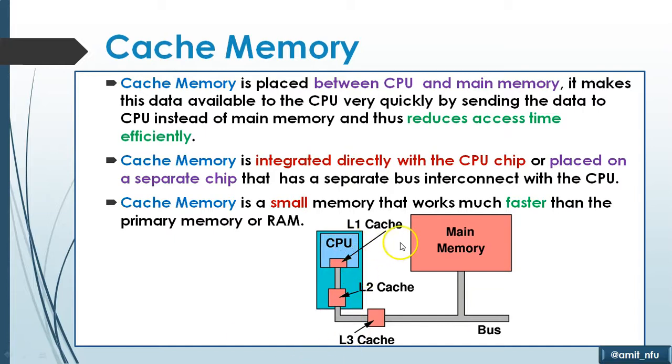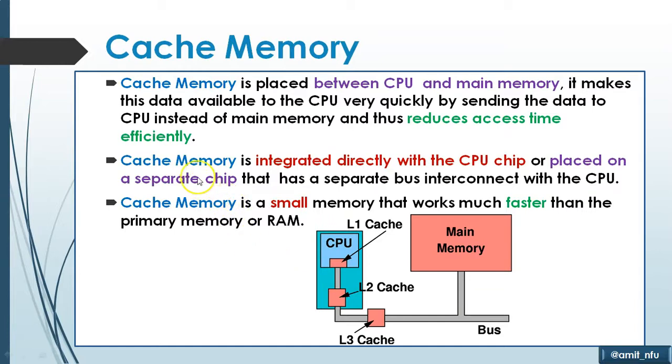You can see in this diagram the L1 cache, L2 cache, and L3 cache. Cache memory is a small memory which can be present within the CPU, or on the motherboard just near the CPU, or on the bus, but well before the main memory. So it provides the data or instructions very fast to the CPU so that it can function faster.